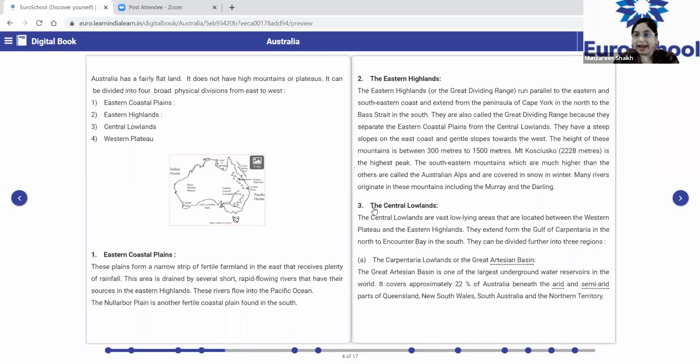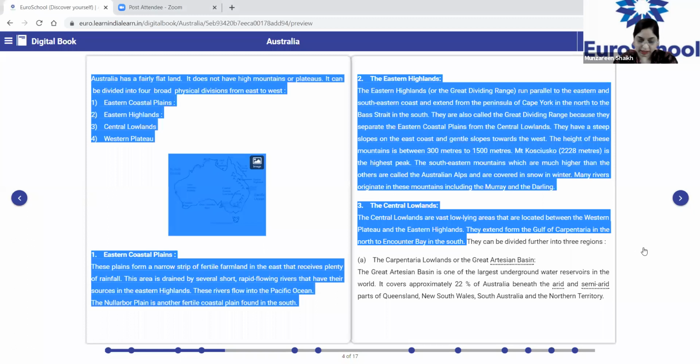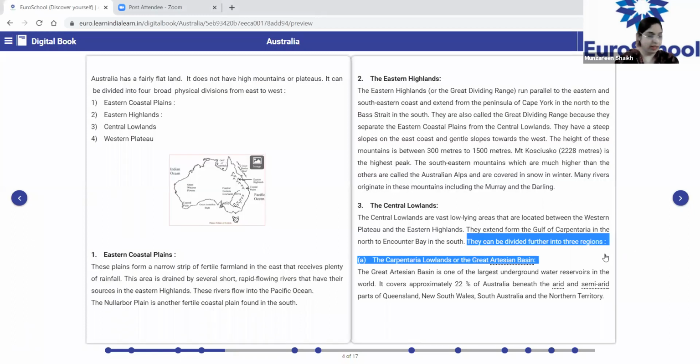The location, that is, they extend from the Gulf of Carpentaria in the north to Encounter Bay in the south. They can be divided into 3 regions. This is very important. You might get a question on this. How many regions is the central lowland divided into? It is divided into 3 regions. Please underline that. 3 regions. So we will see in detail about the 3 regions where it is being divided into.